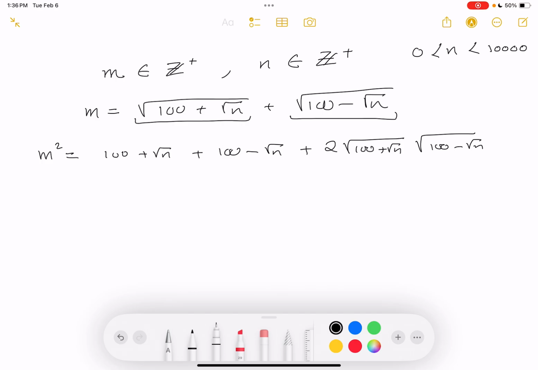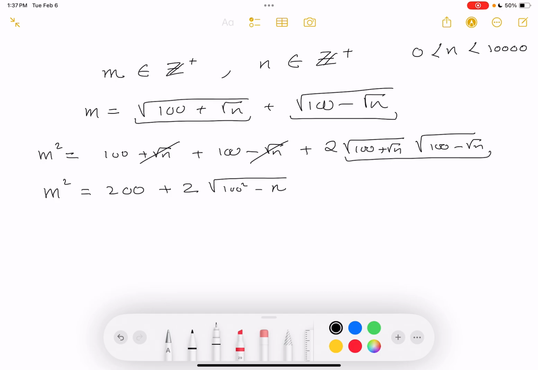Wow, what happens here? This disappears, and you're left with m squared is equal to 200 plus 2. And what I want to do is take these two root problems and bring them together. What I notice about their conjugates, 100 plus root n and 100 minus root n, is that they're just conjugates. So I think I can write that down in a simpler way. And that's going to be 100 squared minus root n squared, which is just n. All right? So we've got some troubles over here.